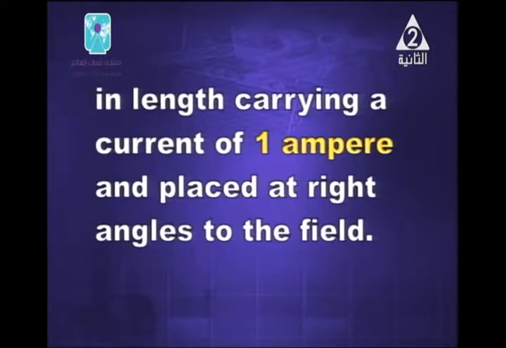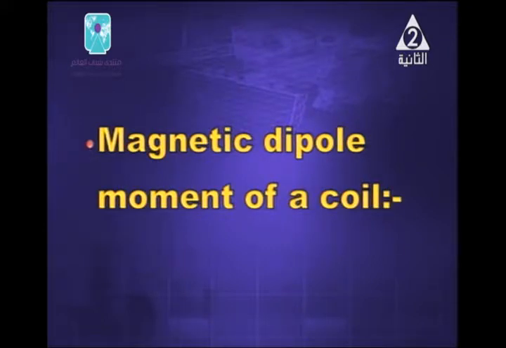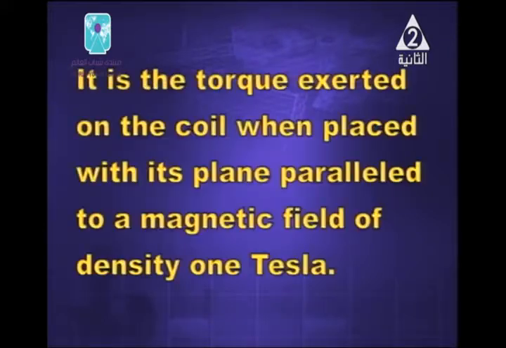And finally, definition of magnetic dipole moment of a coil. Yes, this is a little bit difficult. It is the torque exerted on the coil when placed with its plane parallel to a magnetic field of density 1 Tesla. Let me say it again. It is the torque exerted on the coil when placed with its plane parallel to the field, in the horizontal position, by a magnetic field of density 1 Tesla.